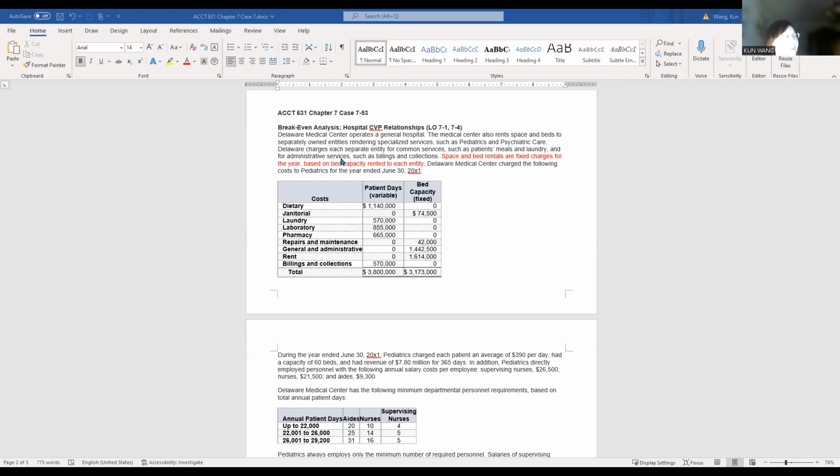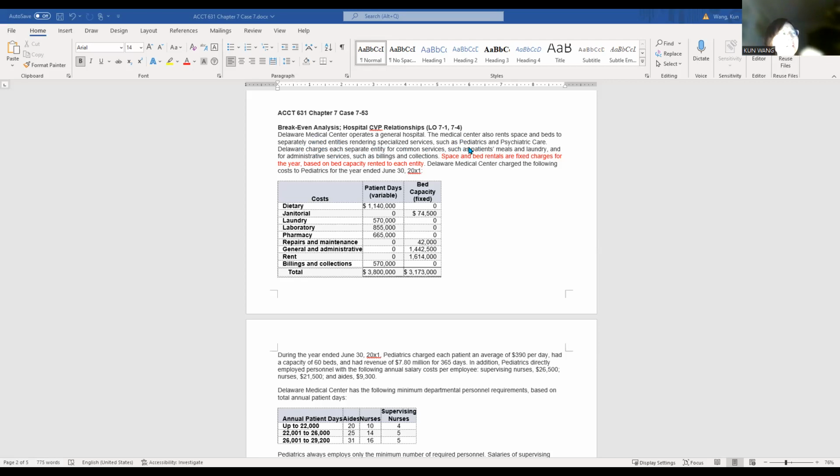But here they talk about the hospital renting out some extra space to a separately owned entity. We are not really checking the operation of the medical center. It's actually checking the pediatricians, the pediatric practice renting from the hospital, which is a separate entity.